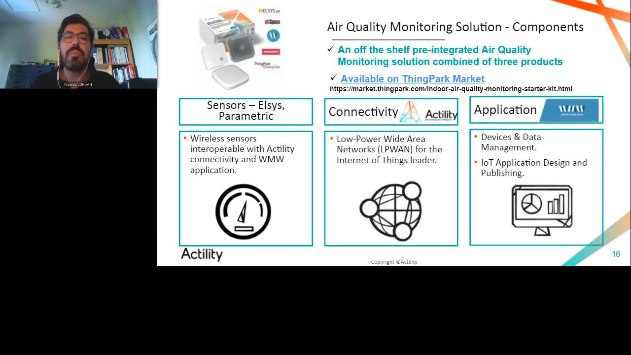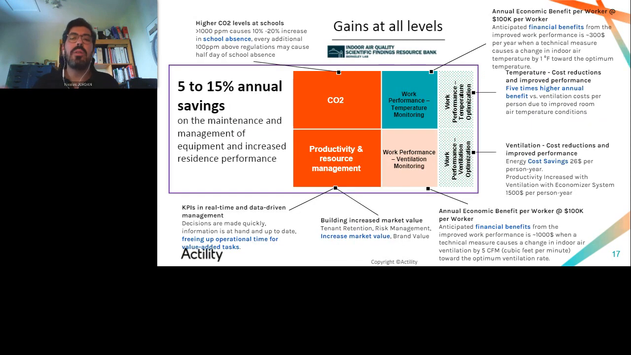So the solution is based on LoRaWAN sensors coming from LCs and Parametric, the connectivity from Actility, and there is an application provided by our partner WMW. There is a demo kit that can be acquired through our marketplace. So let's now discuss in detail the ROI.